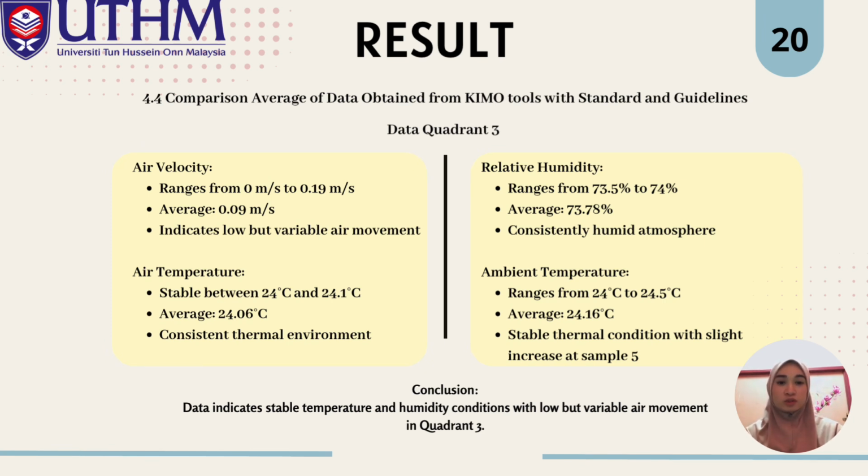To explain in more detail, firstly we look at air velocity, where the measurement shows considerable variation, ranging from 0 meter per second at samples 2 and 3 to 0.19 meter per second at sample 5. This results in an average air velocity of 0.09 meter per second. This indicates overall low air movement with some areas experiencing moderate airflow.